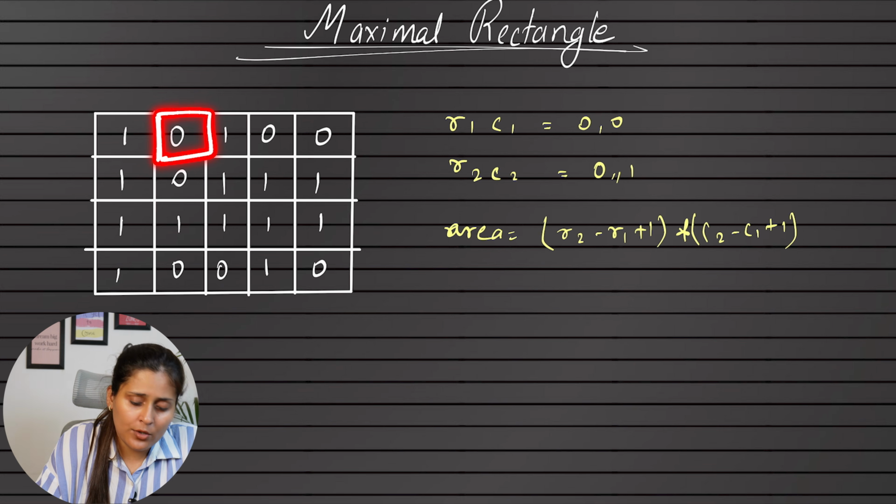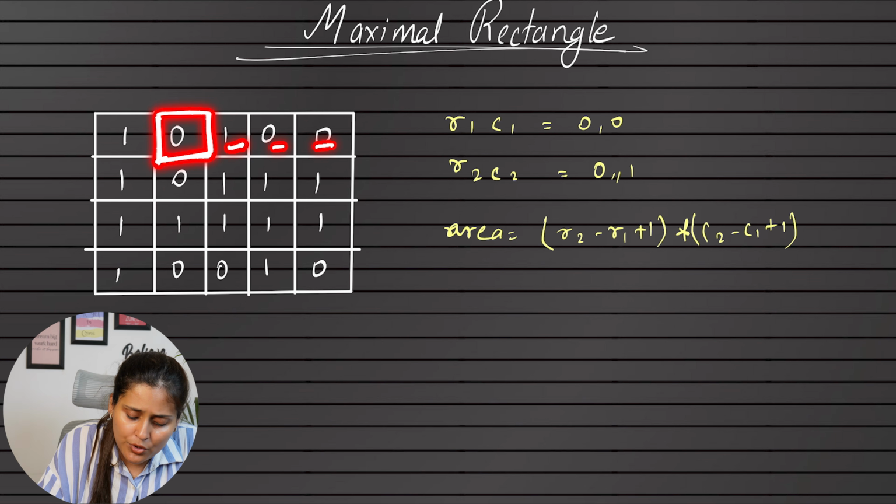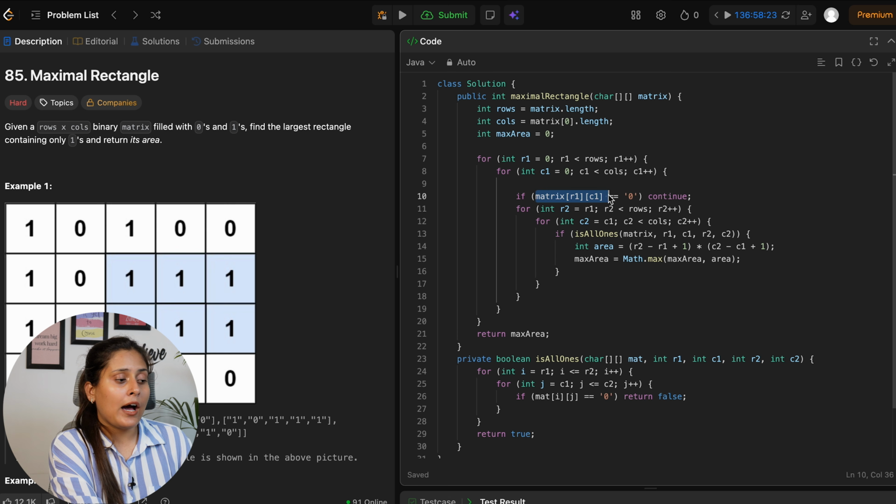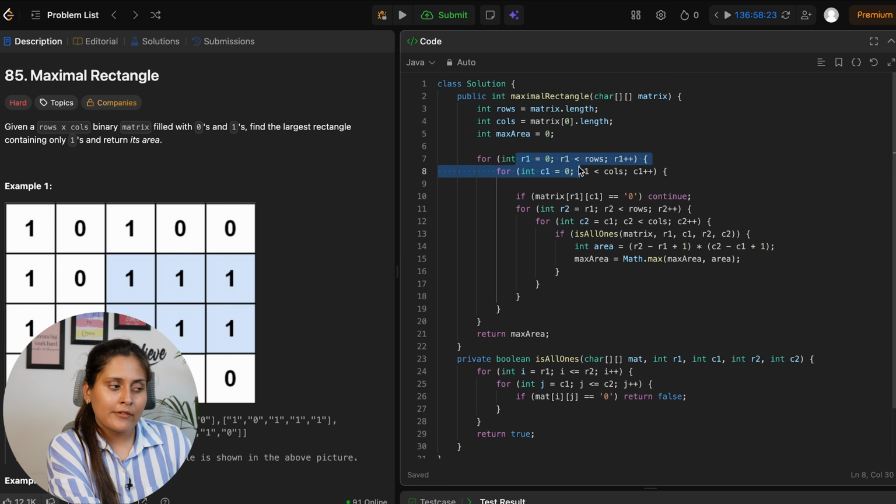So if this one is 0 itself, then do you think we should choose any R2 C2 when I already know that this itself is 0, correct? So we should not take any such rectangle starting from this point. Hence we have written here that if the R1 C1 matrix value is 0, then we will simply continue, or else R1 C1 is valid.